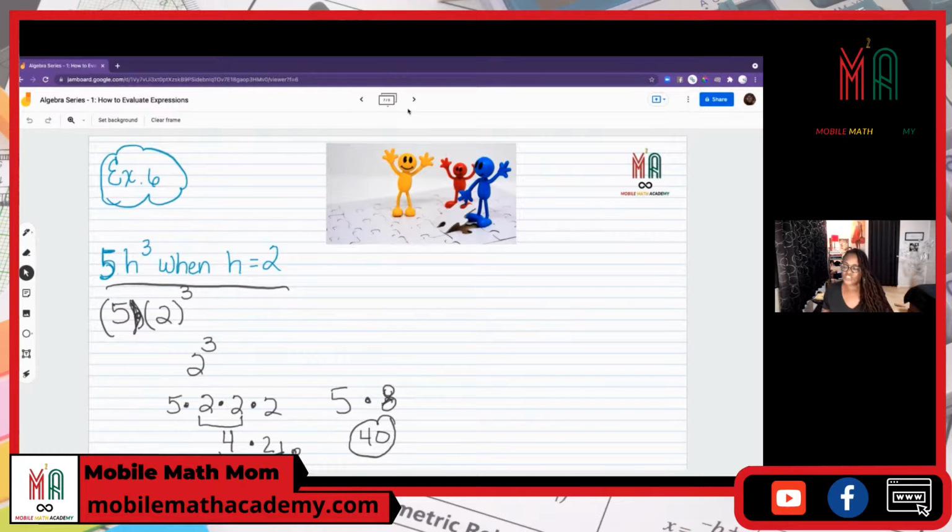All right, so that's it. So in this lesson, what we've learned is what? We've learned how to evaluate expressions. So now I hope you know how to evaluate expressions.